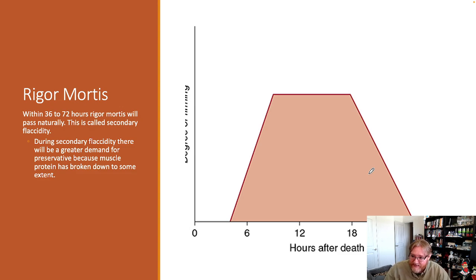Within 36 to 72 hours, rigor mortis will pass naturally. This is called secondary flaccidity. During secondary flaccidity, there will be a greater demand for preservative because muscle protein has broken down to some extent.